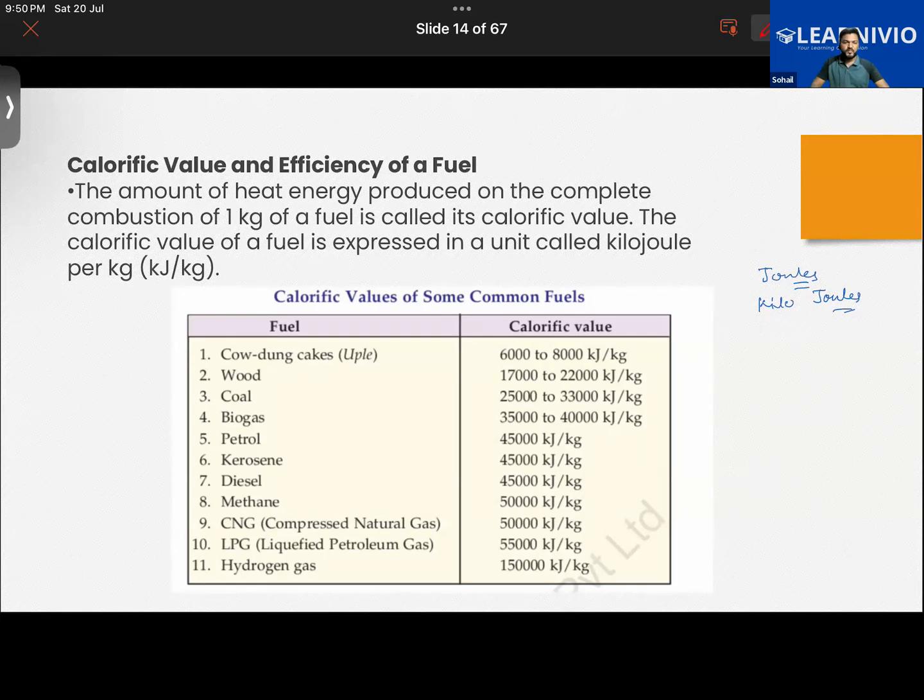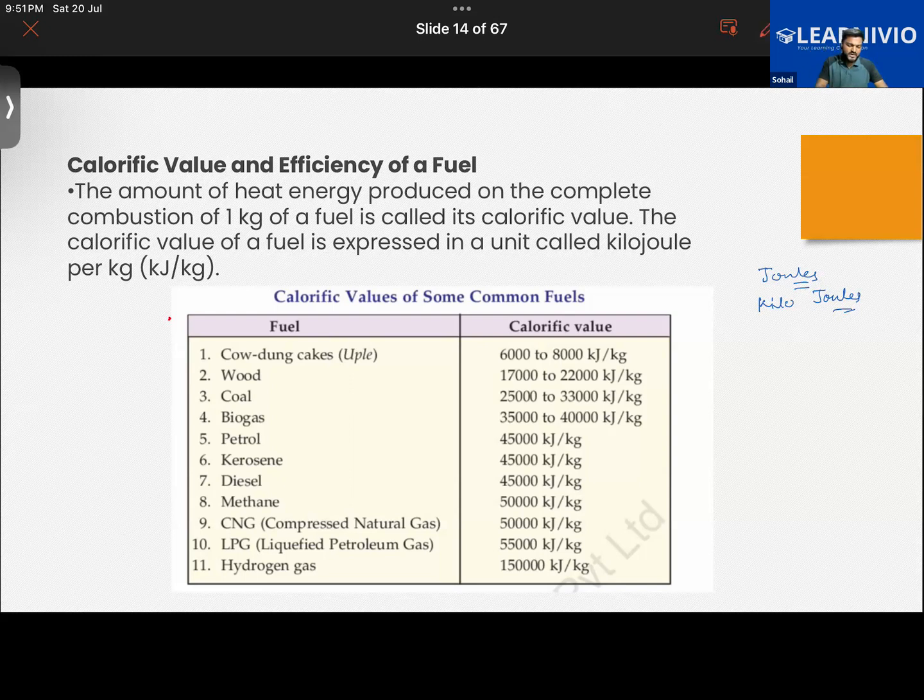Yes, sir. So we learned about calorific value: if you have a given amount of fuel, for example, exactly 1 kilogram of fuel, how much heat it will release upon burning. That is called its calorific value. It's the amount of heat energy that 1 kilogram of fuel would produce upon complete combustion. It is denoted in the unit kilojoule per kilogram. And we had the list of calorific values of some common fuels given as follows.